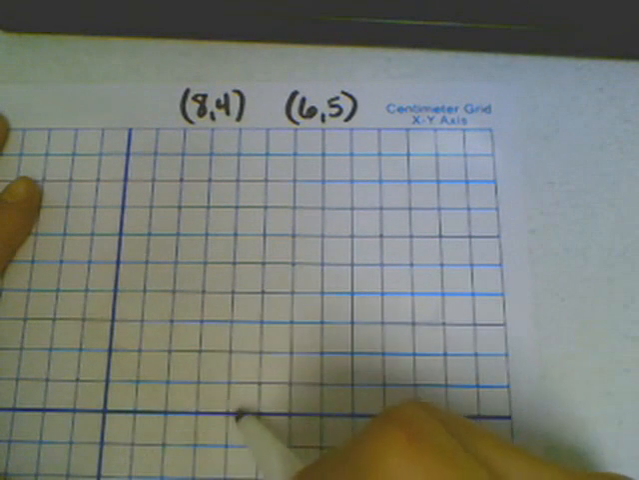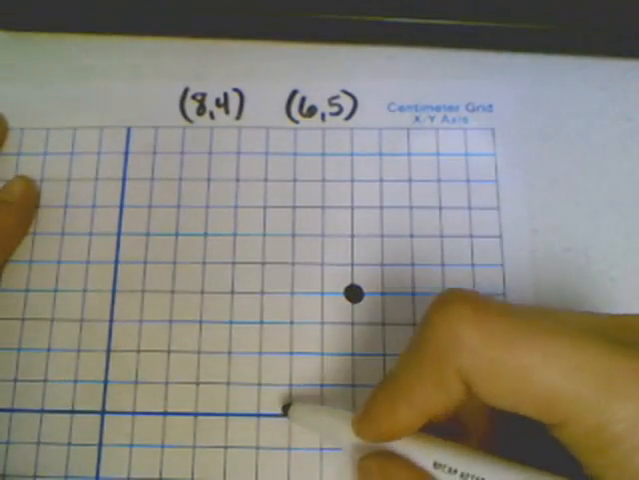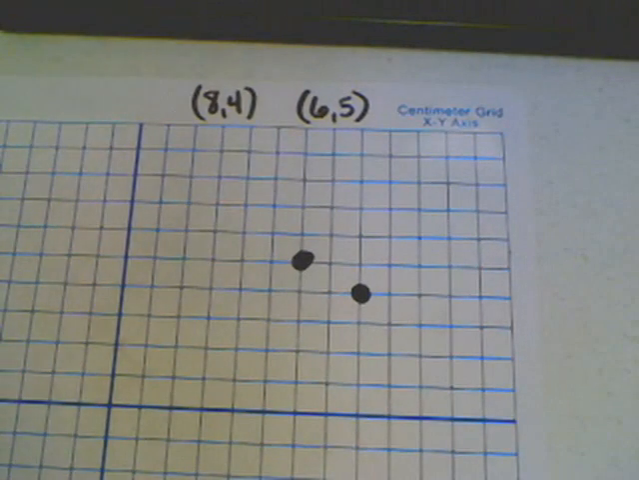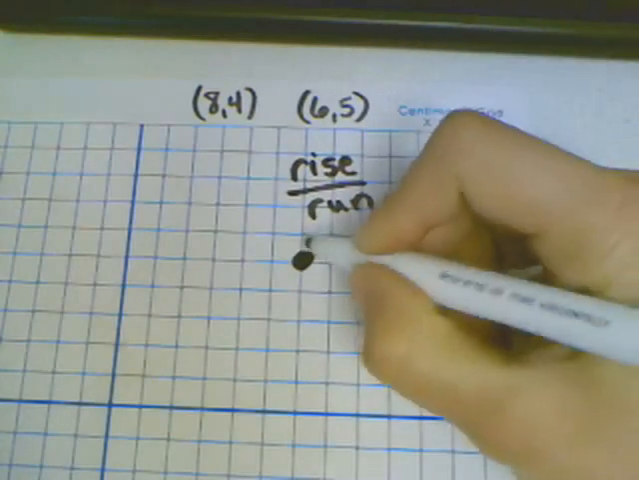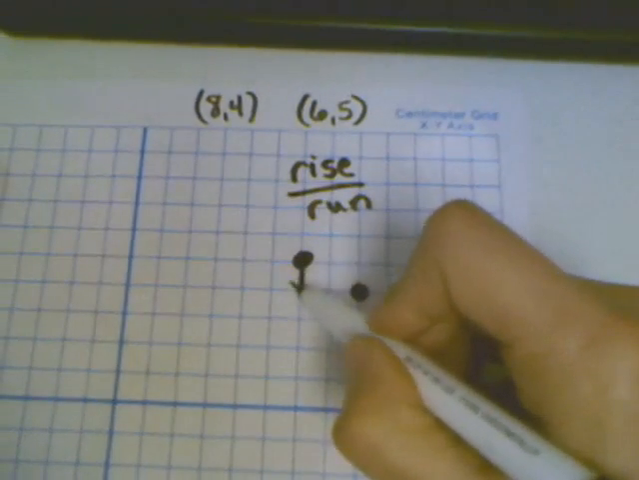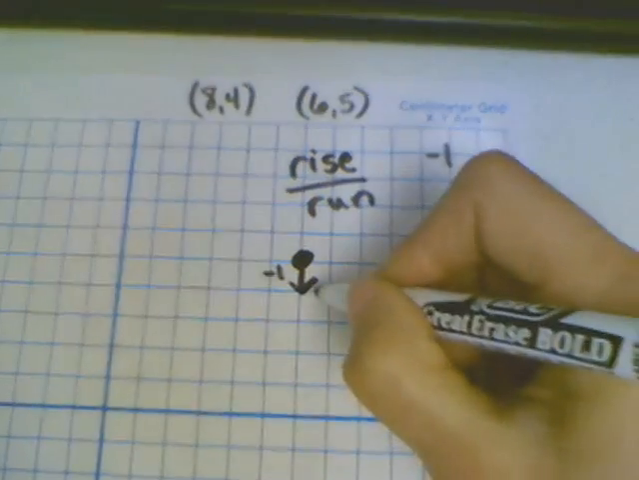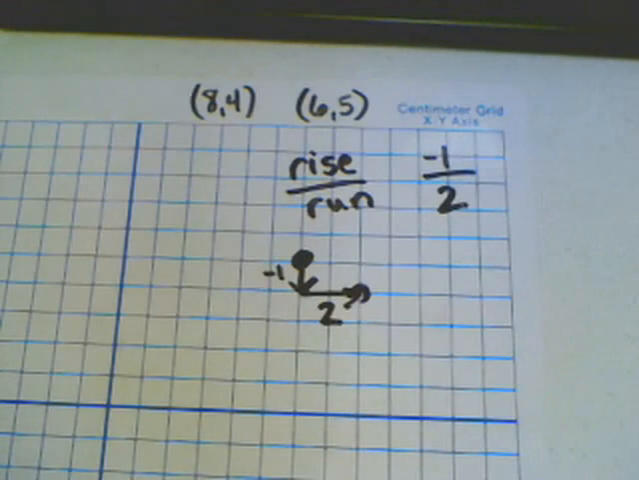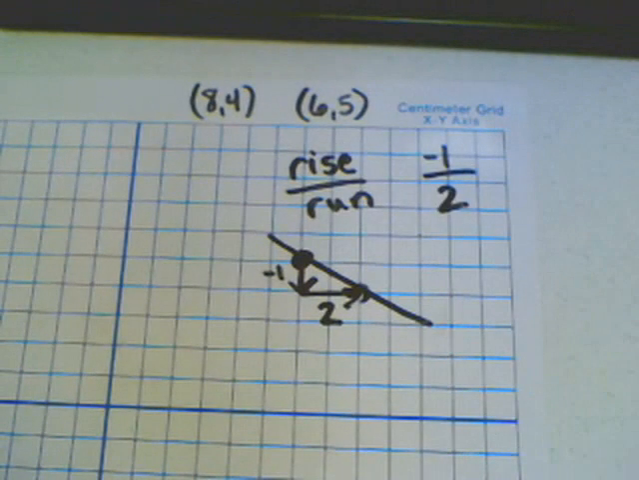So (8, 4) and (6, 5) are these 2 points. I want to find the slope between these 2 points, and that is the rise over the run. I'm going to always start on the left side, and if I start on this left side, I need to go down 1, so I'm going to consider that a negative 1 because it's down, and over 2, that would be my run, to get to the next point. So the slope of this line is negative 1/2.